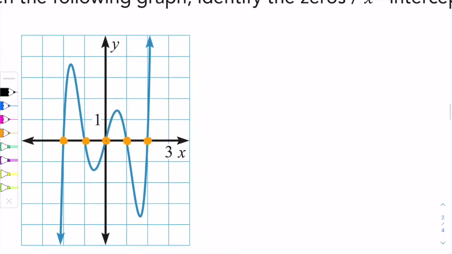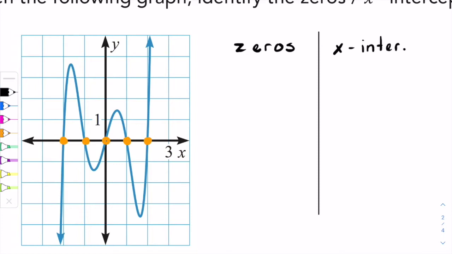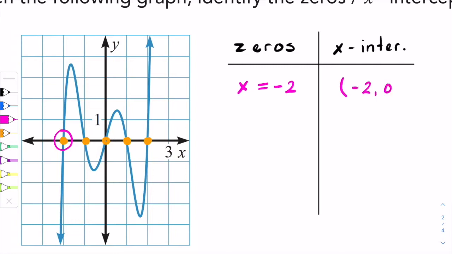If I was to make a table of values, I have my zeros, and then I'm just going to compare what my zeros look like versus my x-intercepts. They are the same point, but you write them differently. So zeros you identify by the exact number. So this one here is at x equals -2. But if you were to write that as an x-intercept, you would write that as -2, comma, 0.